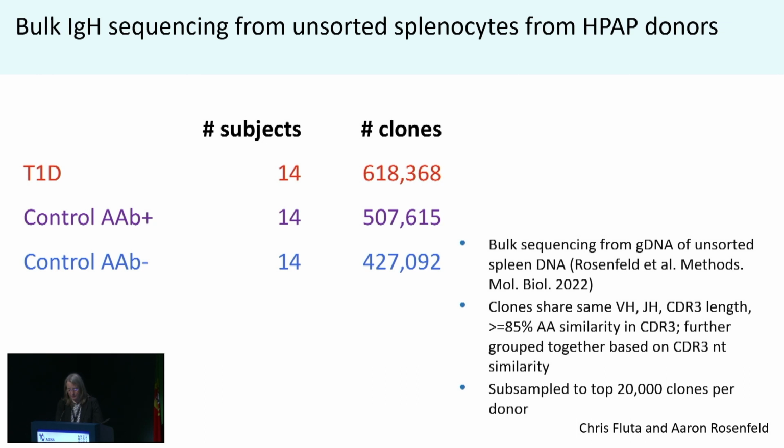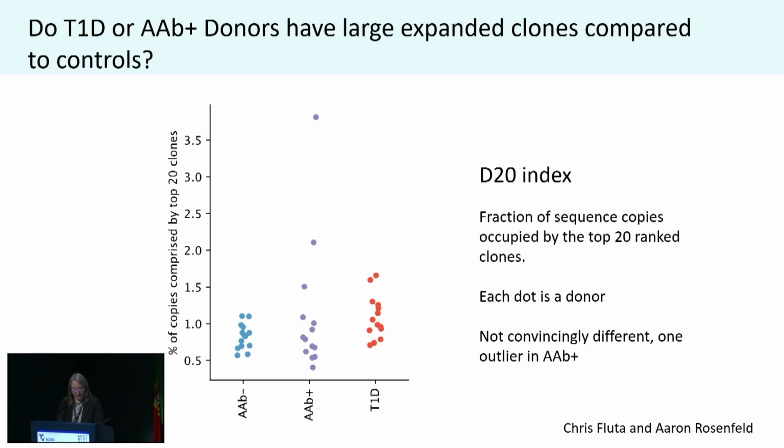Okay, so once you do that, then you can start to look at whether you have large expanded clones in T1D compared to control. So one way to do this is to just take a cutoff of the highest, most frequent clones using something called the D20 index, which is the fraction of rearrangements in your sequencing library, sequence copies, that are occupied by the sum of the top 20 ranked clones. And in a diverse repertoire, this number is usually pretty low. And here it is generally also pretty low. It's a little higher than what you would see in the peripheral blood, but it's still pretty low.